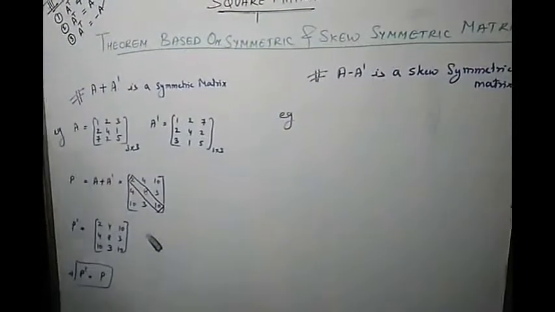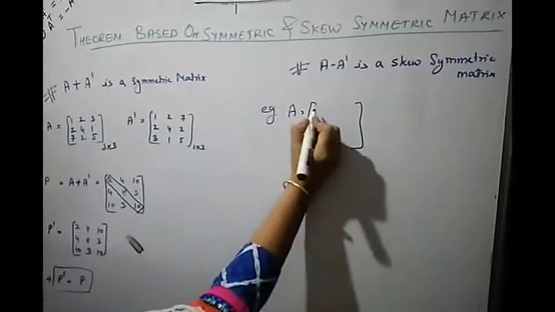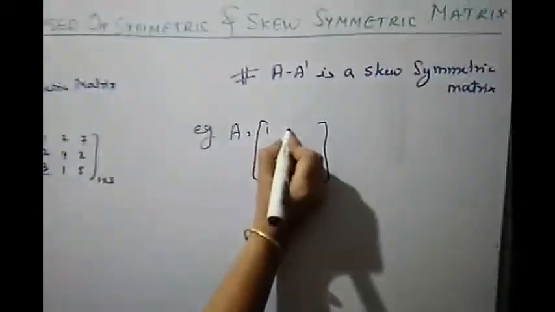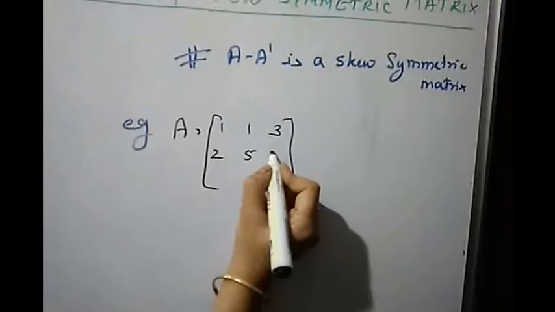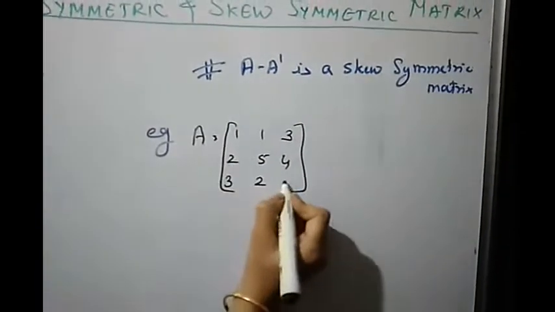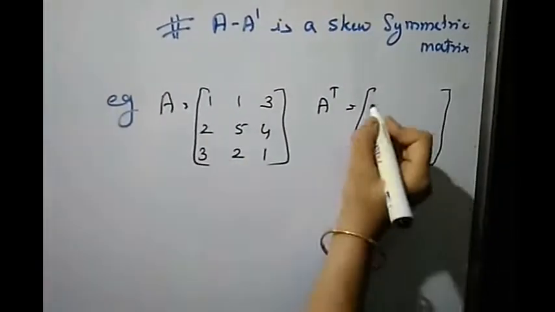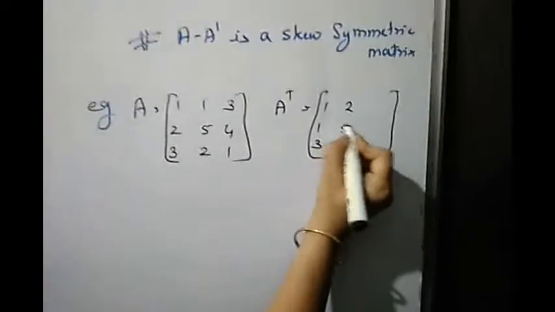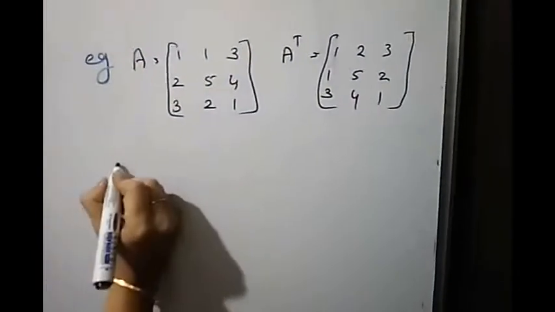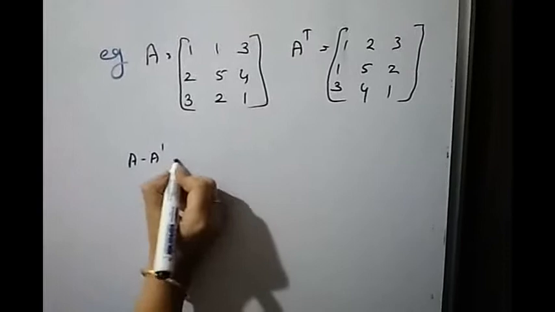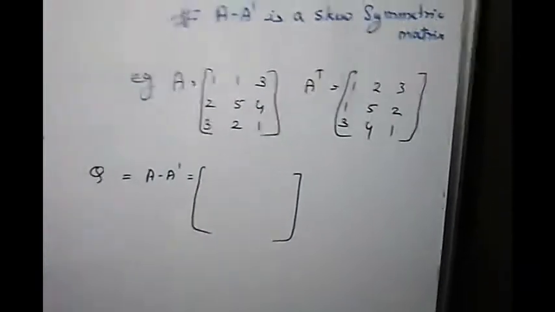Taking an example, take a matrix A, any elements you take. I am mentioning here 1, 3, 2, 5, 4, 3, 2, 1. Then A transpose will be 1, 1, 3, 2, 5, 4, 3, 2, 1. Then A minus A dash we have to perform. A minus A dash, which I am giving the name Q.